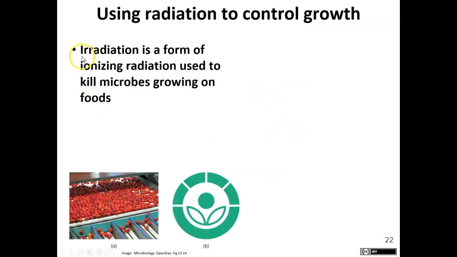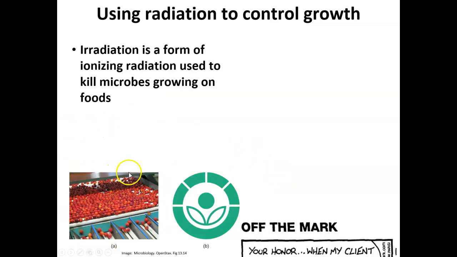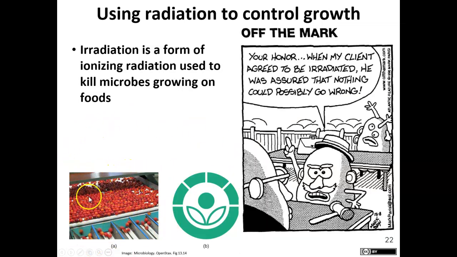One form of ionizing radiation is known as irradiation. This is used to kill microbes that are growing on food. Here we have a bunch of, I think those are tomatoes. What this is showing is that we can irradiate these tomatoes, and then the tomatoes will stay fresh for a longer period of time.